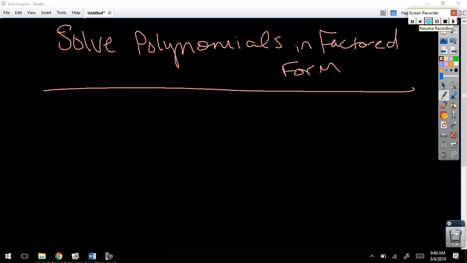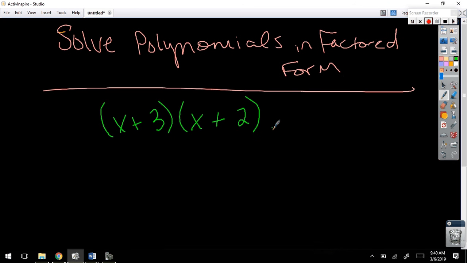Now, we have taken things and multiplied them out, right? We have taken two things that look like this and multiplied them out, right? This is called factored form. What factored form means is that it's broken into pieces that are being multiplied together. Do you see the two pieces that are being multiplied together?